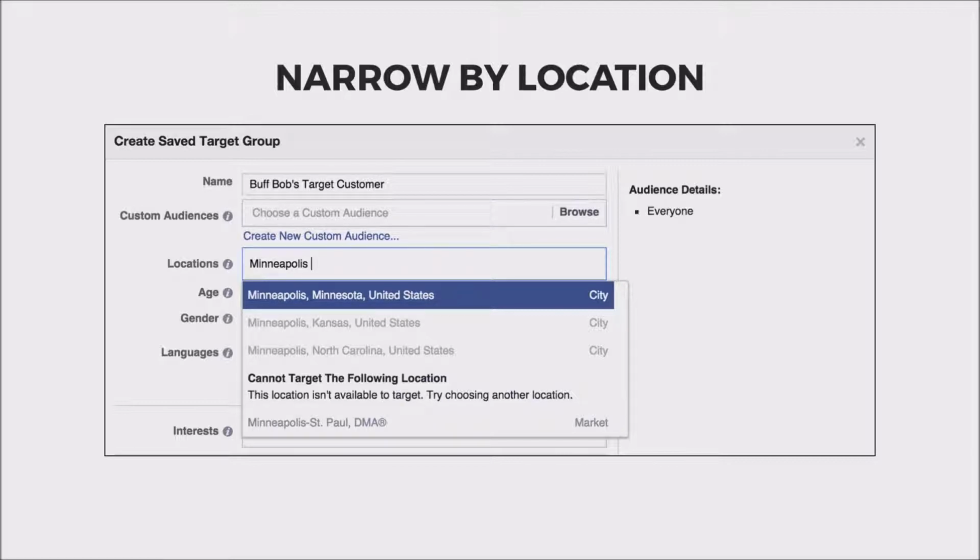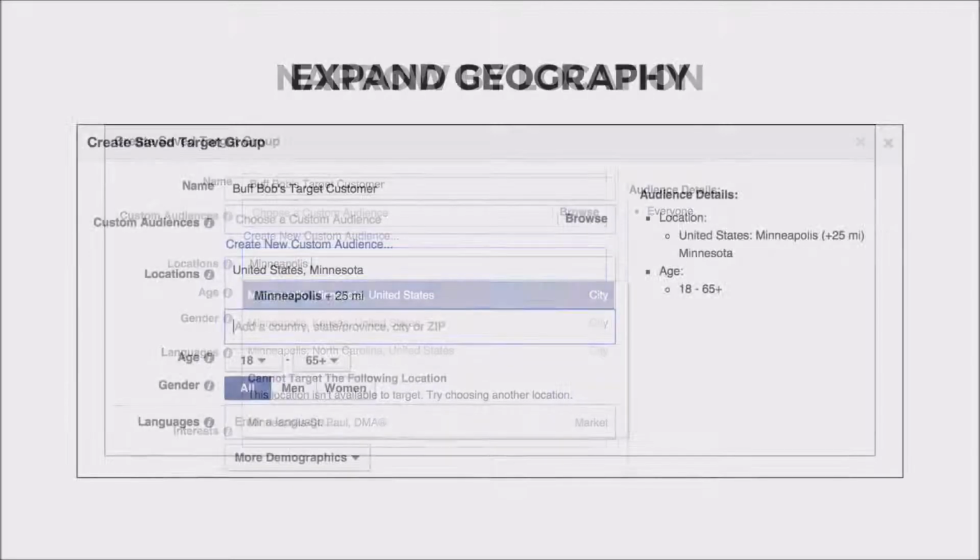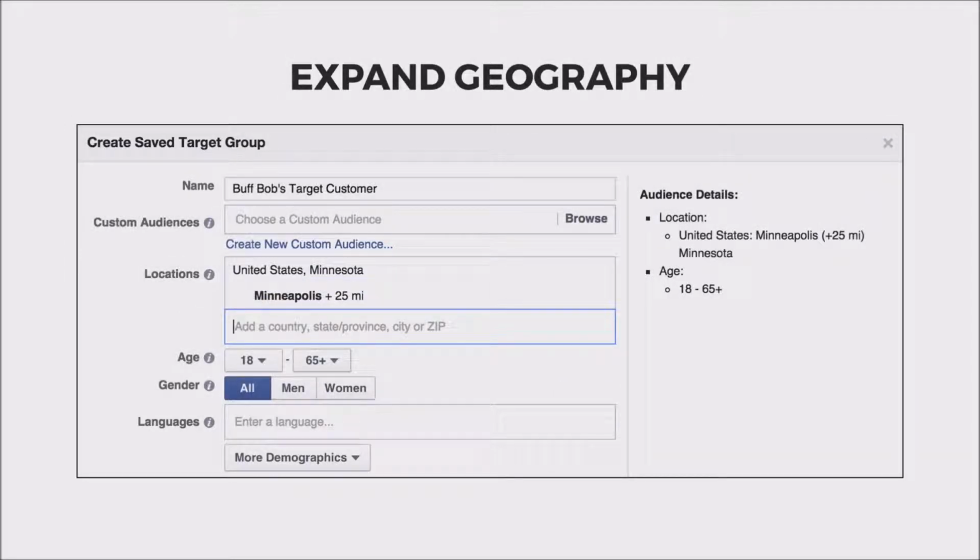Next, choose the geographic location of your audience. Feel free to add multiple cities or states if you wish to expand your audience. Also note you can adjust the radius of your target from 10 miles to 50 miles from your city.